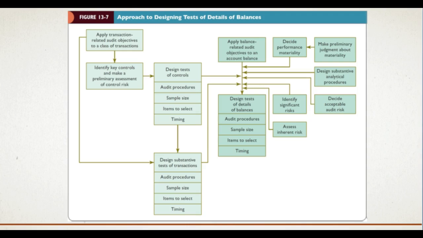In here, we have a summary of the discussion about the approach to designing tests of details of balances applied to accounts receivable. The light shaded boxes on the left side of the figure correspond to the design of tests of controls and substantive tests of transactions. This figure builds on figure 13-5 that was previously discussed by also showing how tests of controls and substantive tests of transactions affect the design of the test of details of balances. Other factors affecting that decision are shown in the darker shaded boxes on the right side of the figure. You can find figure 13-7 on page 424 of your textbook.